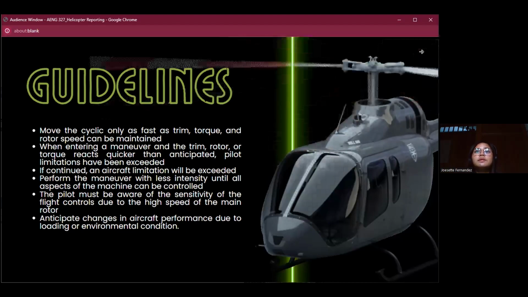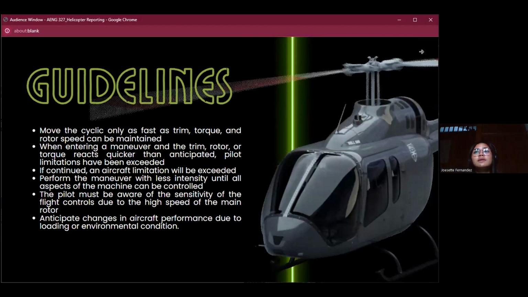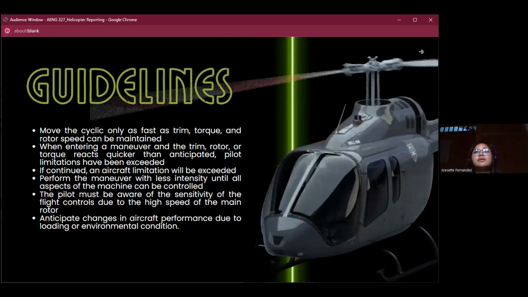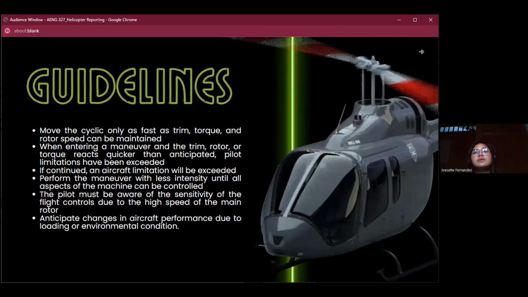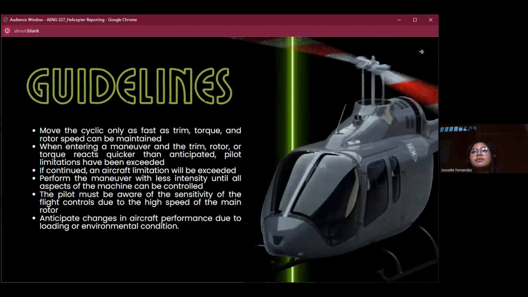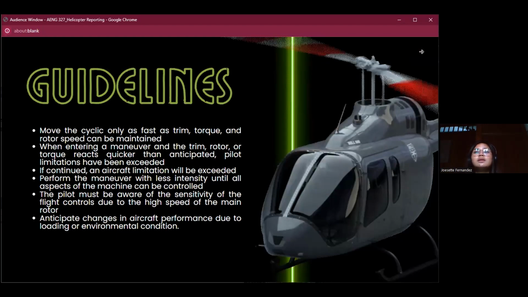The fifth one is the pilot must be aware of the sensitivity of the flight controls due to the high speed of the main rotor. Helicopter main rotors spin at high speed to generate lift. Last one is anticipate changes in aircraft performance due to loading or environmental conditions.